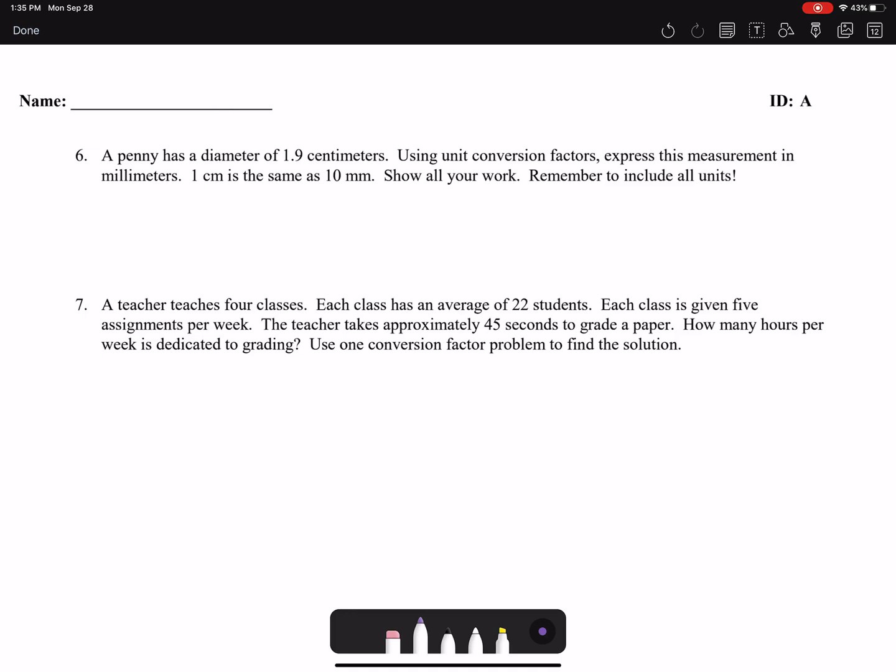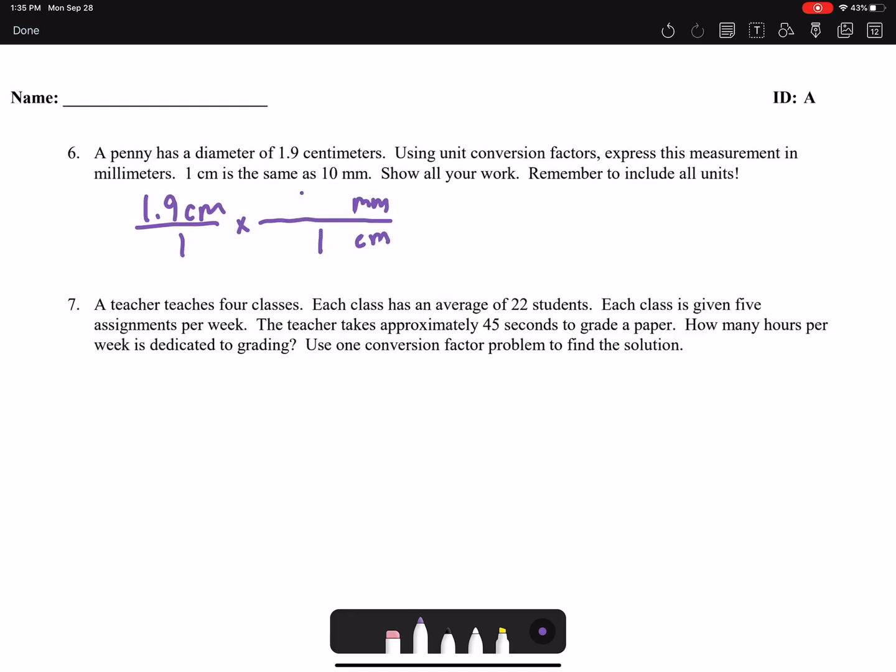Okay, so we're going to start with 1.9 centimeters over 1, and to make the conversion factor between the two, we take the number that's next to the centimeters and we put it next to the millimeters. It tells us right here 1 centimeter is equal to 10 millimeters. The centimeters cancel out and we get 19 millimeters. Okay, and that's the correct number of significant figures right there.